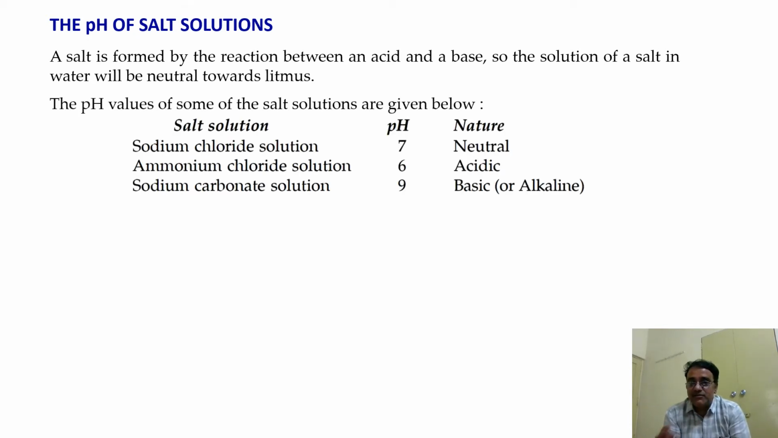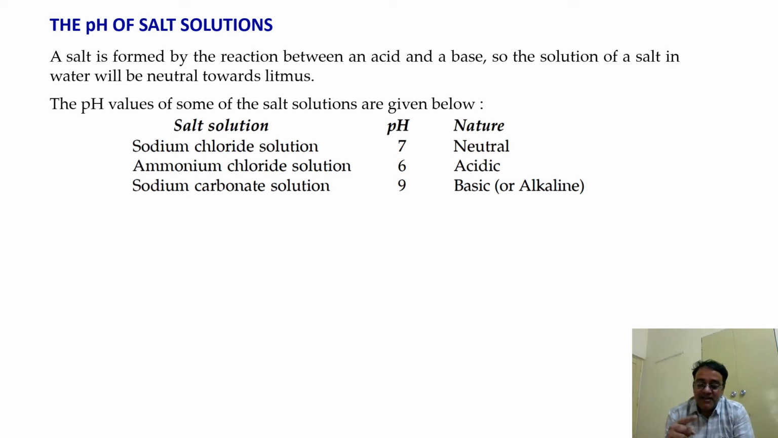Okay, sodium chloride solution pH is 7, that is neutral. Ammonium chloride solution is 6, less than 7, so acidic in nature. Sodium carbonate solution is 9, more than 7, so basic in nature. So we can see that the aqueous solution of sodium chloride is neutral. Why aqueous? Because when it dissolves in water, पानी में dissolve करने के बाद we get an aqueous solution. Okay, so the aqueous solution of ammonium chloride is acidic because it is less than 7.